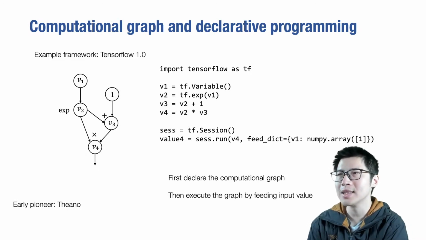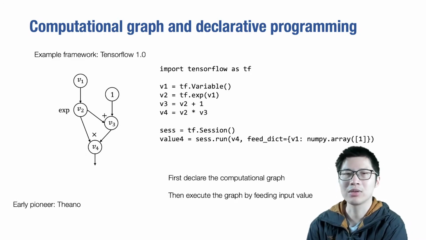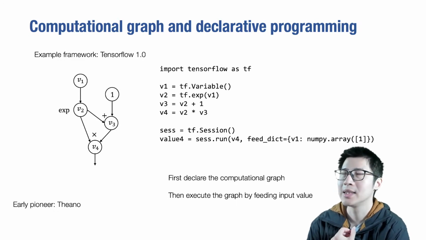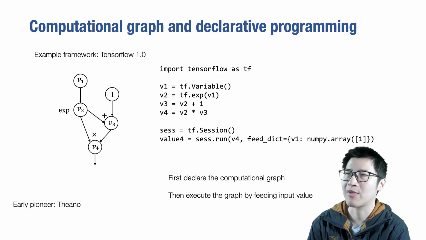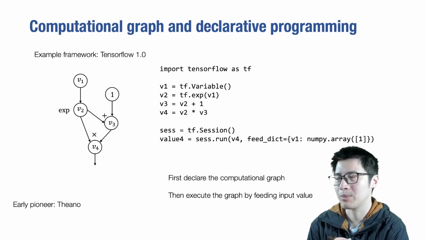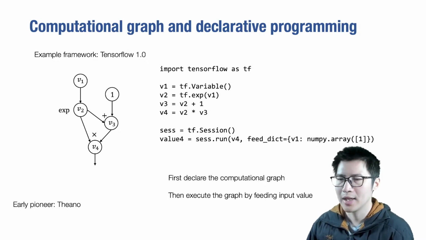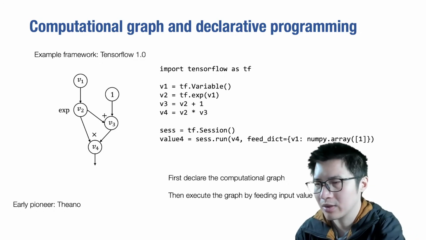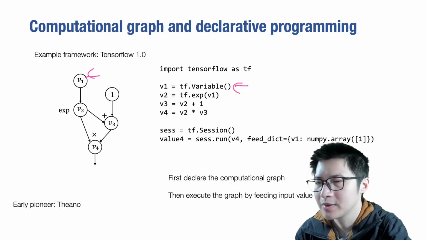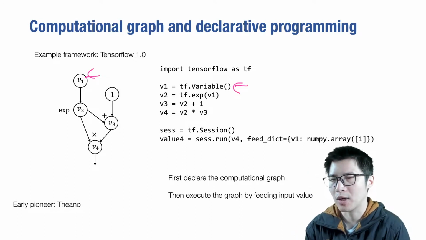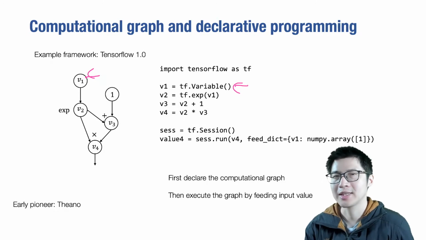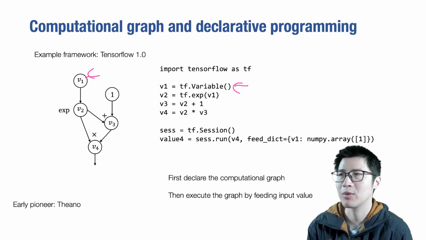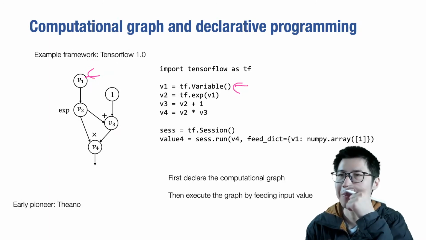Okay, so let's take a look at how we are going to take a deep learning model and describe it using the computational graph API in TensorFlow 1.0. Let's walk through it line by line. To describe a computational graph, first of all, we are going to create a variable v1, which is a placeholder. We do not yet know what the value is, but we want to describe this computational graph.